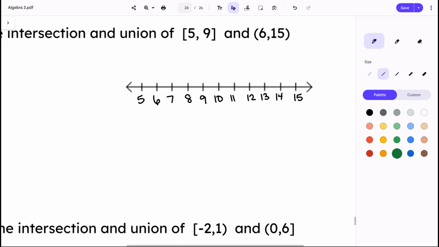Okay, for the first one, it's contained between 5 and 9, hard brackets on both ends. So 5 is the lower end, 9 is the upper end. For the other one, it's between 6 and 15, parentheses for these ones. So 6 gets a parenthesis, and 15 gets a parenthesis. Now I want to figure out what's my intersection and what's my union.